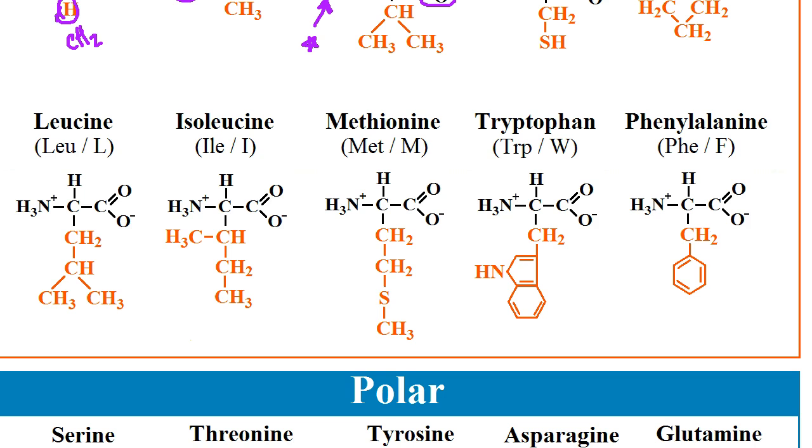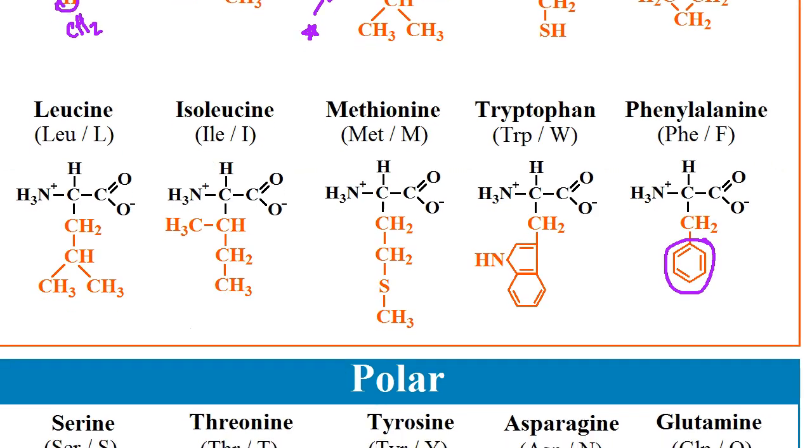Now, phenylalanine has a CH2 group with a phenyl group attached. So this is important because the phenyl group right here is going to provide a different type of NMR signal than I would expect to just see from regular alkyl groups like a CH2 or a CH group. So keep that in mind.